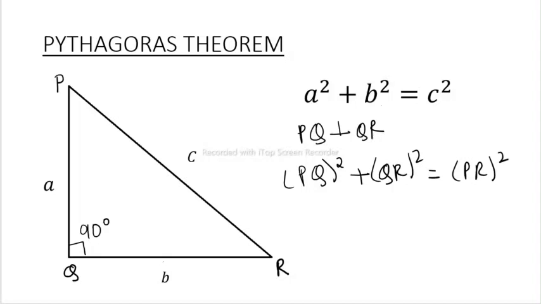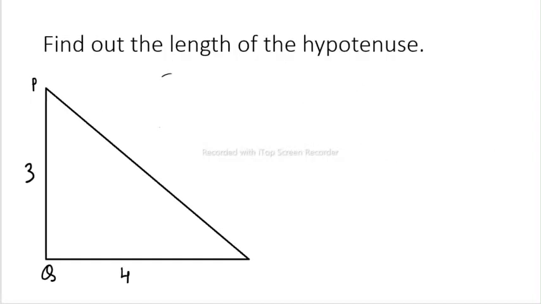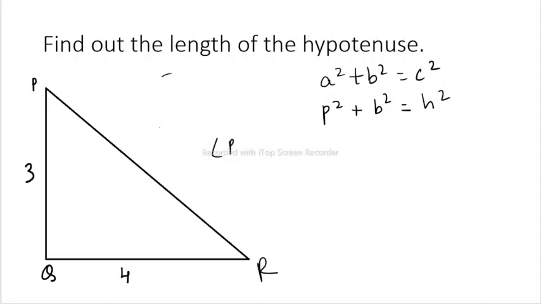Okay, so based on this, let us do two sums. Now look at this sum. I am given the length of PQ, this is 3 centimeters. Length of QR is 4 centimeters. I have to find out PR. So I will use the formula. What's the formula? a square plus b square is equal to c square. The perpendicular square plus the base square is equal to the hypotenuse square. You can also write it in this way. So in this case, it is PQ square plus QR square is equal to PR square.